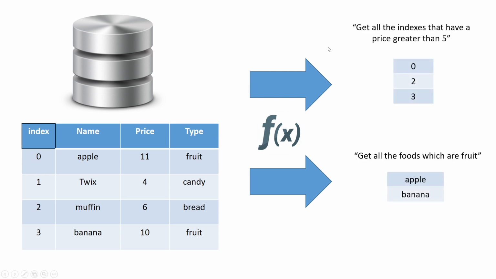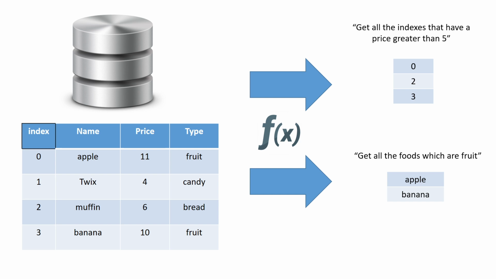For example, you might say, get all the indexes that have a price greater than 5. And you want to look for all the foods that have a price that's greater than 5. And so you go through your database and you search the prices and you say, okay, index 0 has a price greater than 5. Okay, let's add that to the list. And then you're basically making a new little list of these indexes. Right? So your function's doing that kind of stuff.